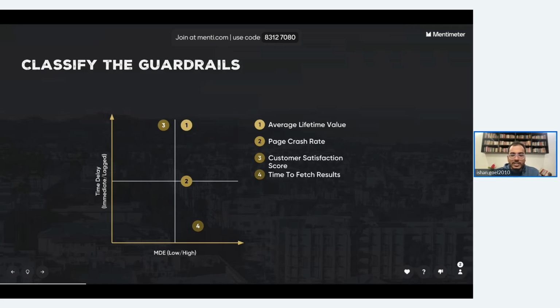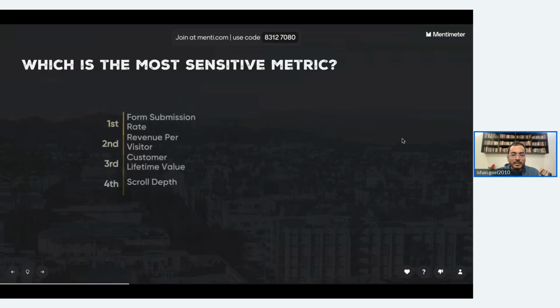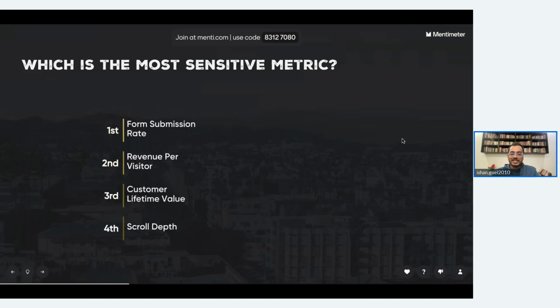I'll move to the next question now. Which is the most sensitive metric among the four that are listed? Which one do you think is the most sensitive metric?